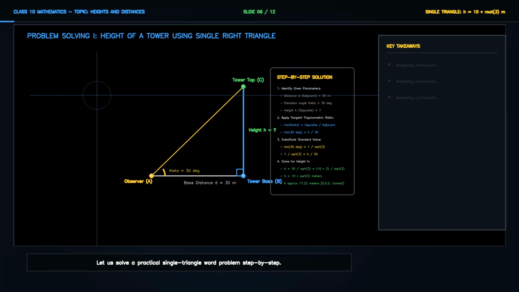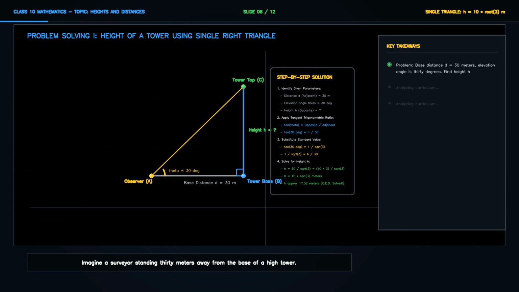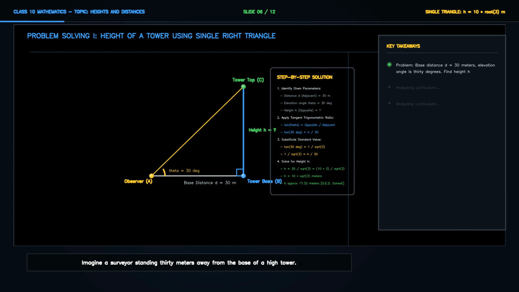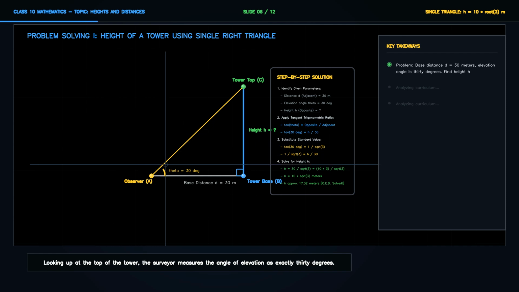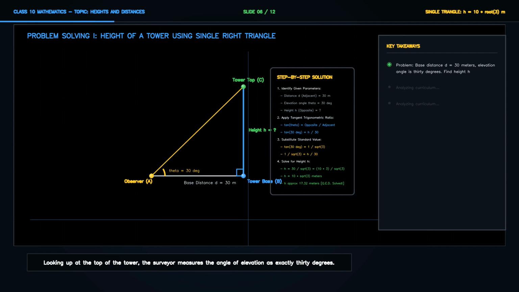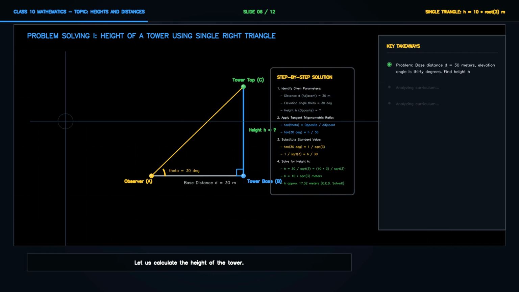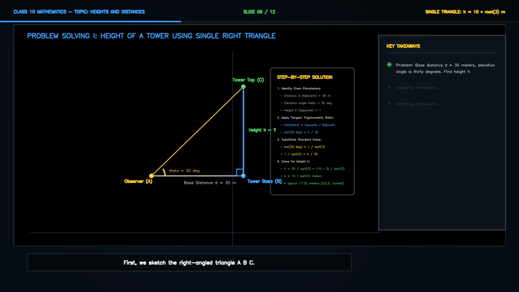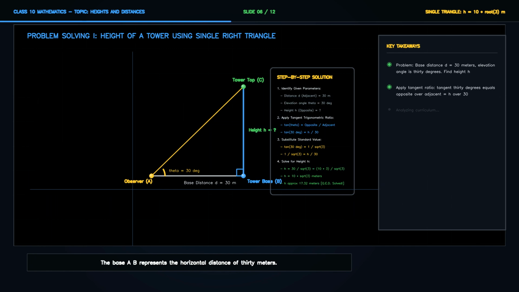Let us solve a practical single triangle word problem step by step. Imagine a surveyor standing 30 meters away from the base of a high tower. Looking up at the top of the tower, the surveyor measures the angle of elevation as exactly 30 degrees. Let us calculate the height of the tower. First, we sketch the right-angled triangle ABC. The base AB represents the horizontal distance of 30 meters. The vertical side BC represents the unknown tower height H. The angle at vertex A is 30 degrees.